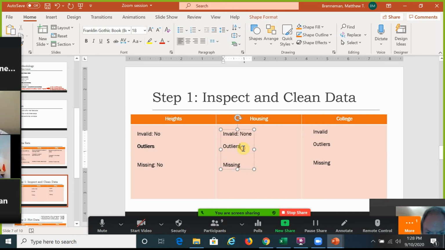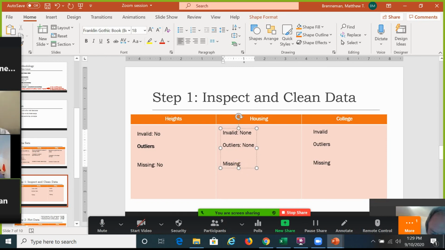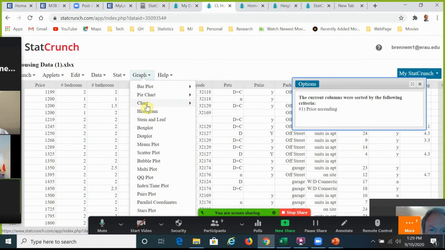So none, none, and none. Okay. If I had missing data values, I wouldn't really do much about it, okay? There's nothing I can really do about it in this class, so I wouldn't worry about it. Okay, ready to plot? I'll go ahead and make my histogram.